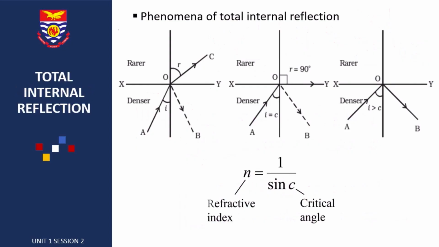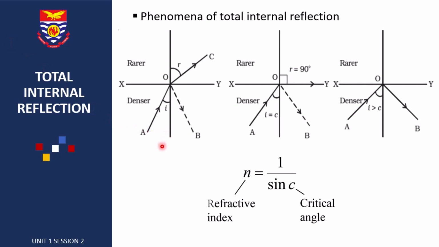Let's look at a phenomenon called total internal reflection. This phenomenon is a very interesting phenomenon and it has so many applications in this world. What is total internal reflection? The complete reflection of light rays reaching an interface with a less dense medium when the angle of incidence exceeds the critical angle.